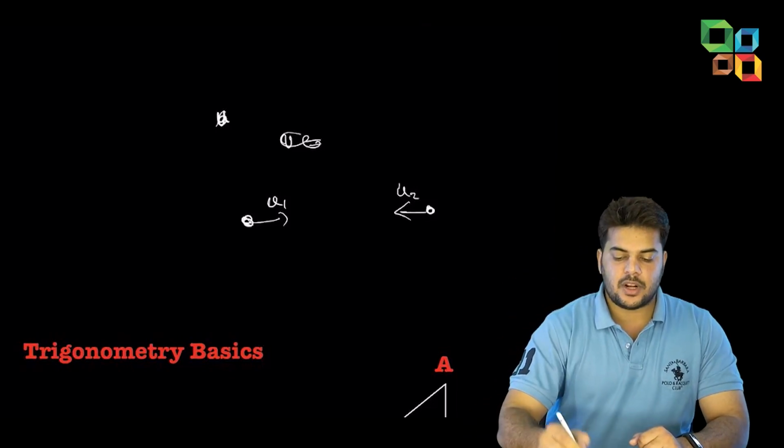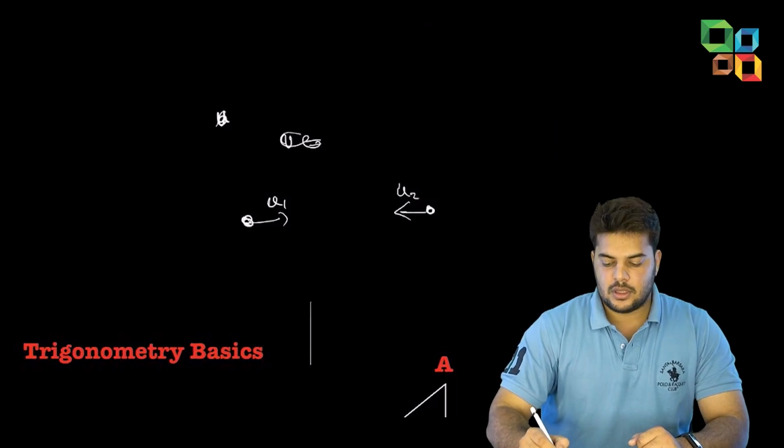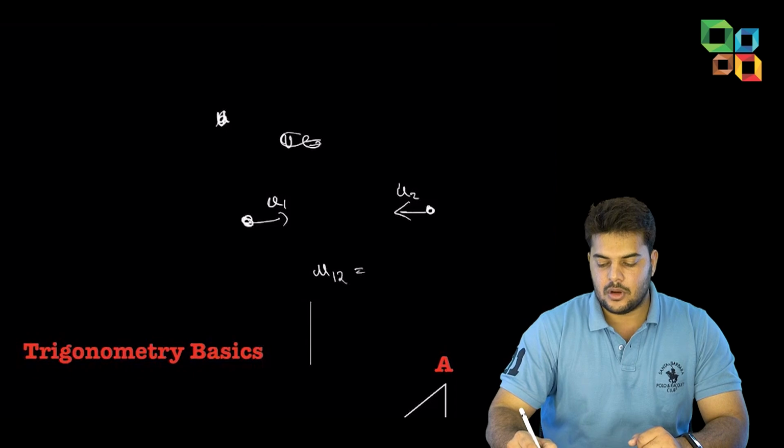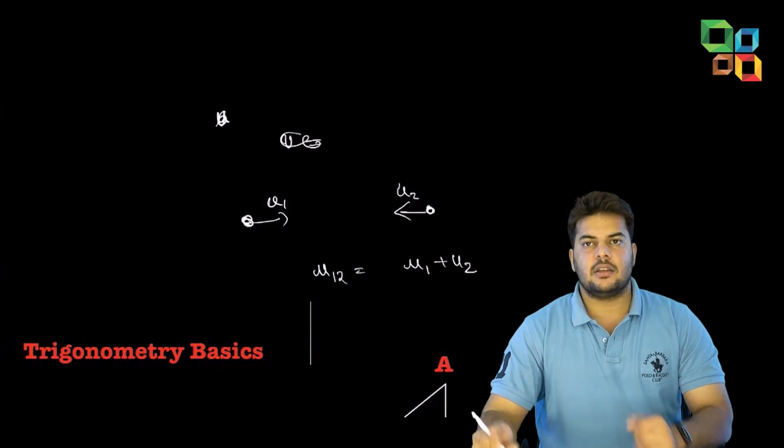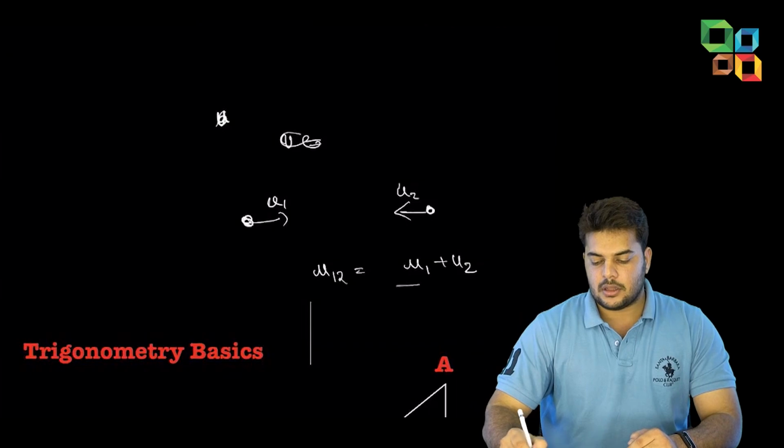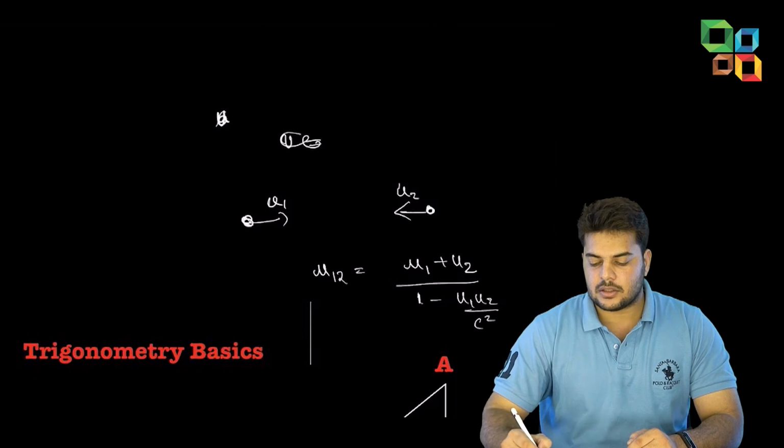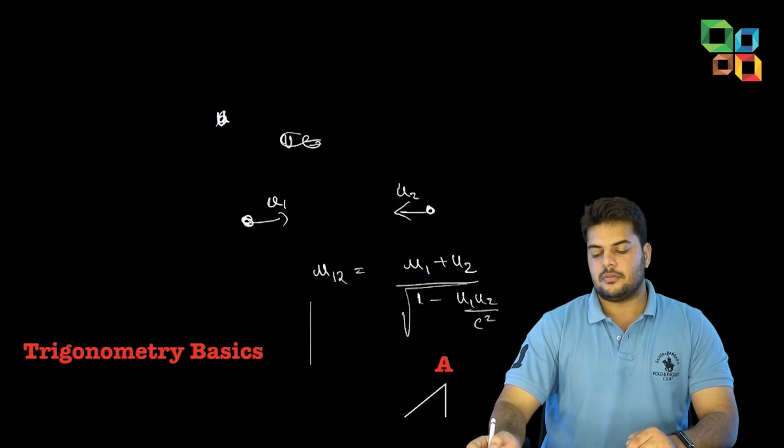Now, in this case, it's not so. Here, the speed of the bus with respect to you would be equal to U1 plus U2. This was the usual case. The speeds would get added up. But in relativity, you would have this as 1 minus U1 into U2 divided by C square. I think there's a square root over here that I forgot. Yeah, now it looks proper.